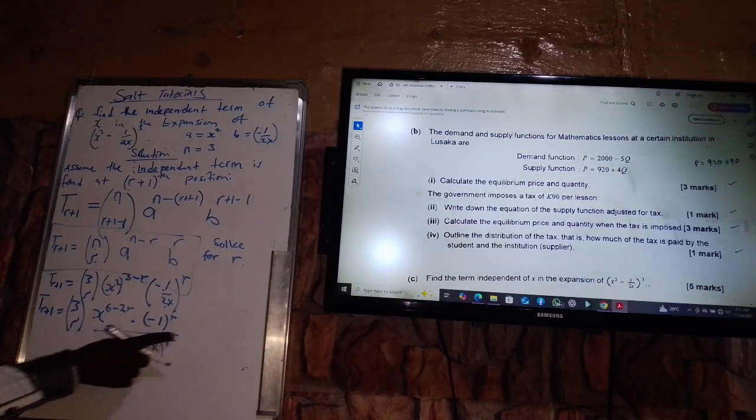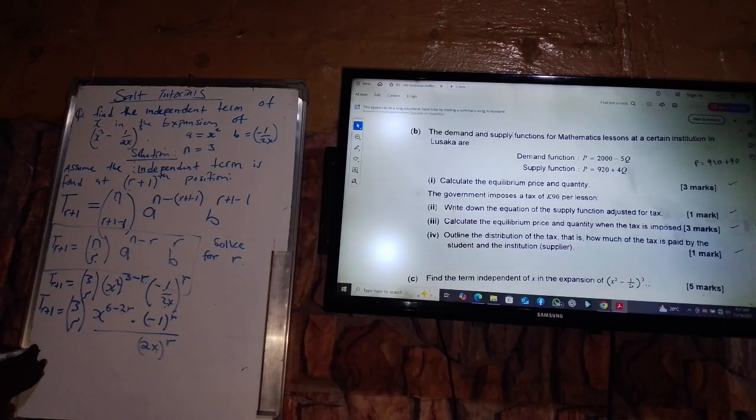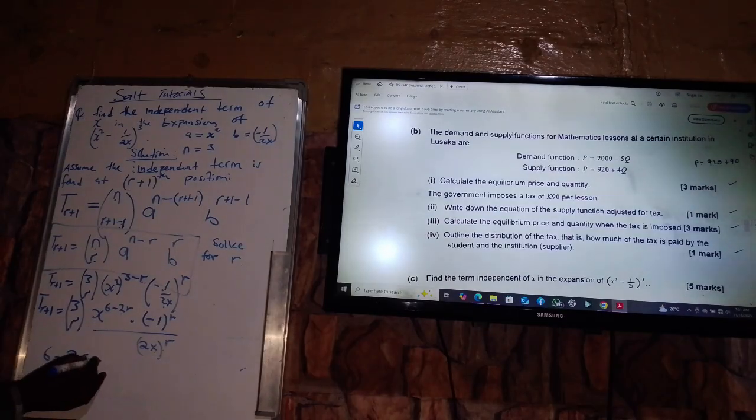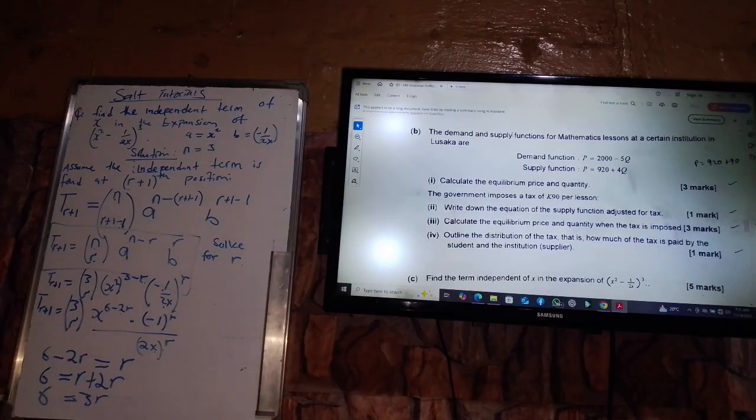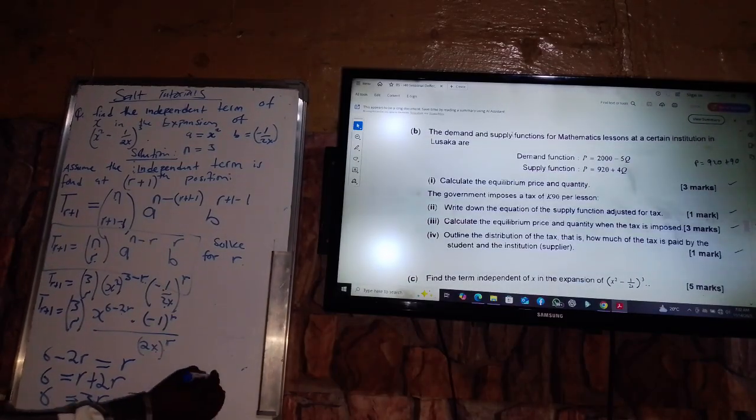It means the only way this function can be independent of x is when 6 minus 2r, which is the power of x in the numerator, is equal to this r, which is the power of x in the denominator. So if this is the case, therefore simply saying 6 is equal to r plus 2r when this one goes to the other side, implying that 3r is equal to 6. And if 3r is equal to 6, then this implies that r is equal to 2, because divided by 3, divided by 3, our r is going to equal 2.